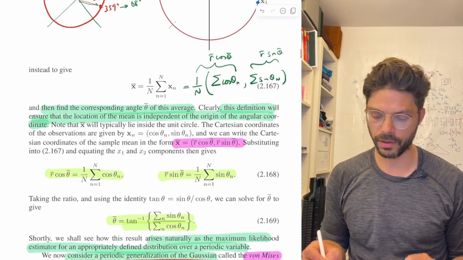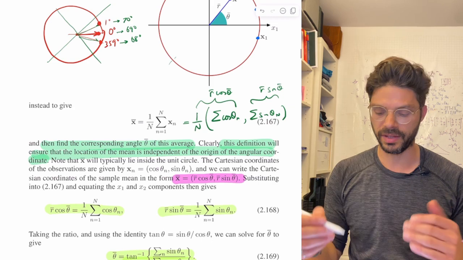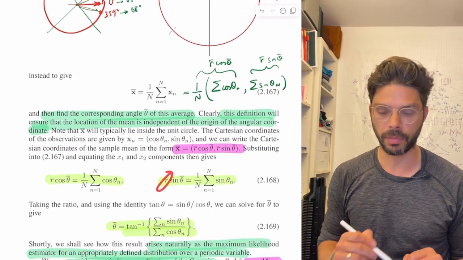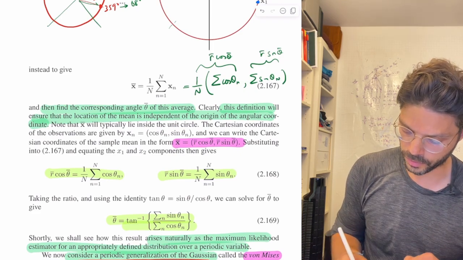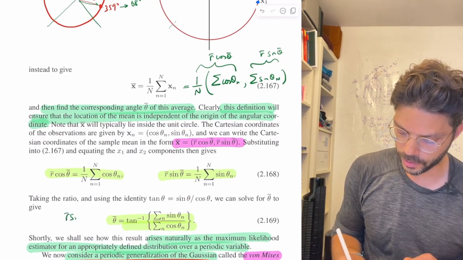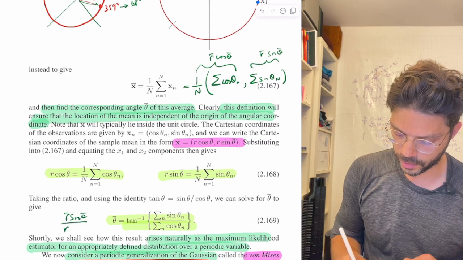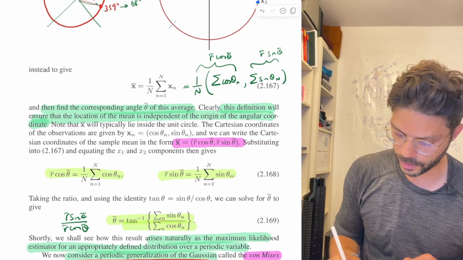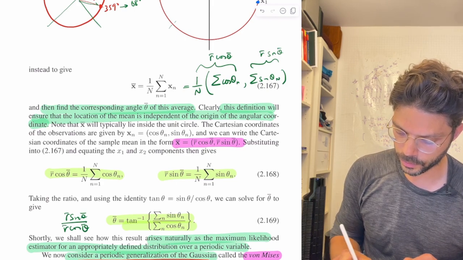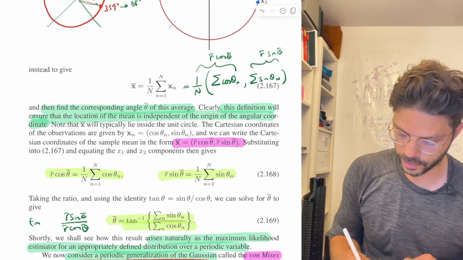So now we take the ratio, which will get rid of r bar. We go r bar sine theta bar divided by r bar cosine theta bar, which is going to equal tan theta bar.